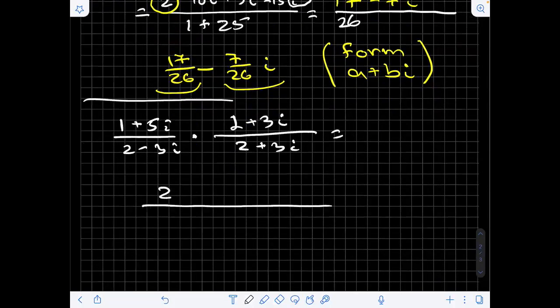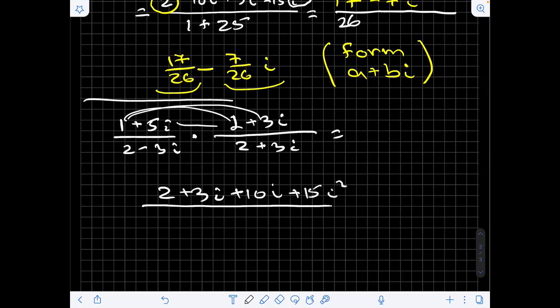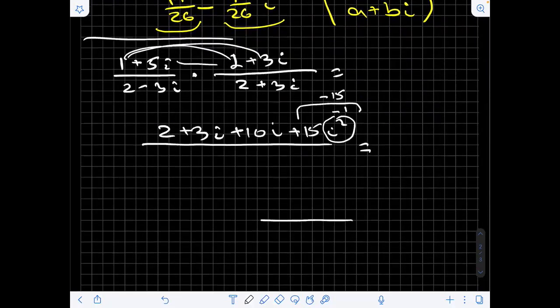1 times 2 is 2. 1 times 3i is 3i. 5i times 2 is 10i. And 5i times 3i is plus 15i squared. i squared has to be dealt with. That's minus 1. Minus 1 times 15 is minus 15. So when we put it together, this is only the top part. Do the denominator after. So the real part is 2 minus 15, which is minus 13. And 3i plus 10i is plus 13i.